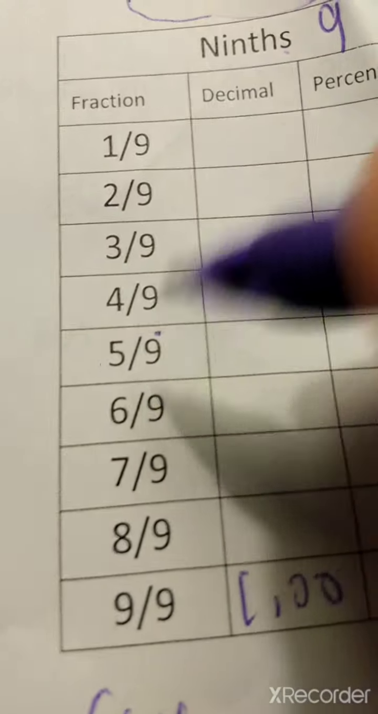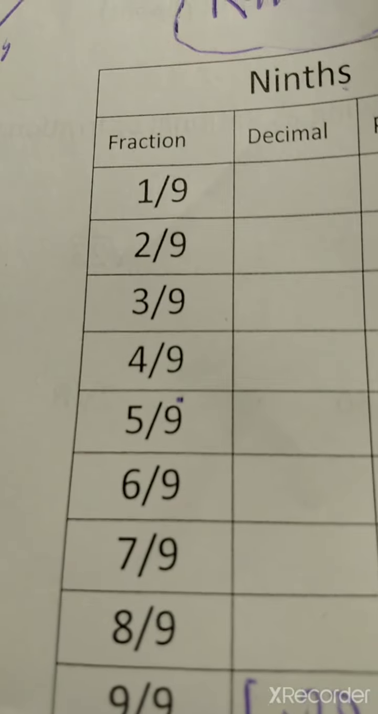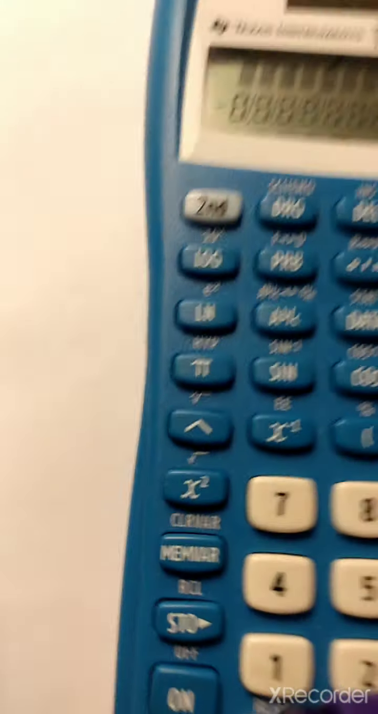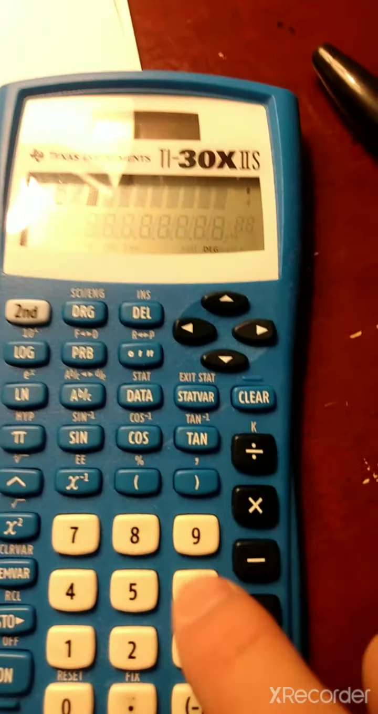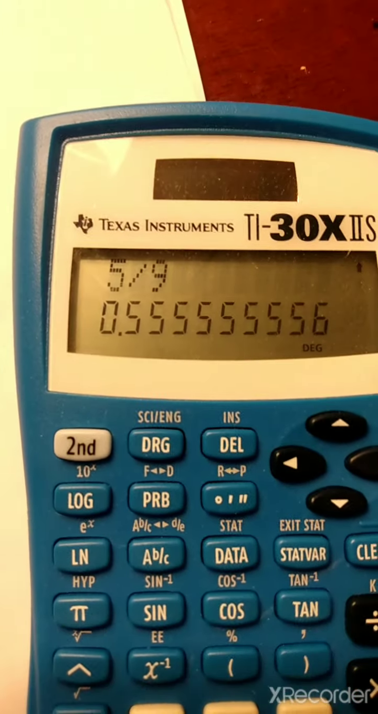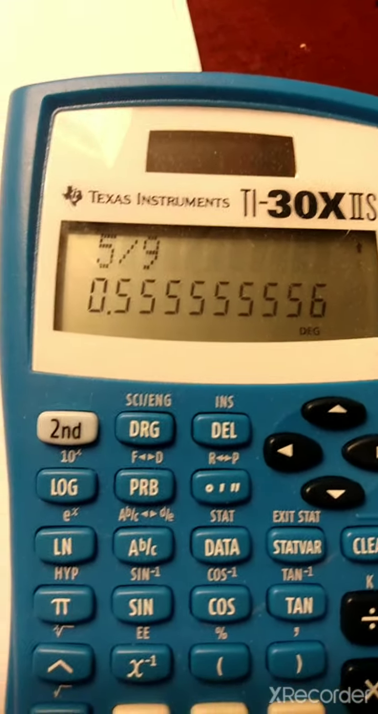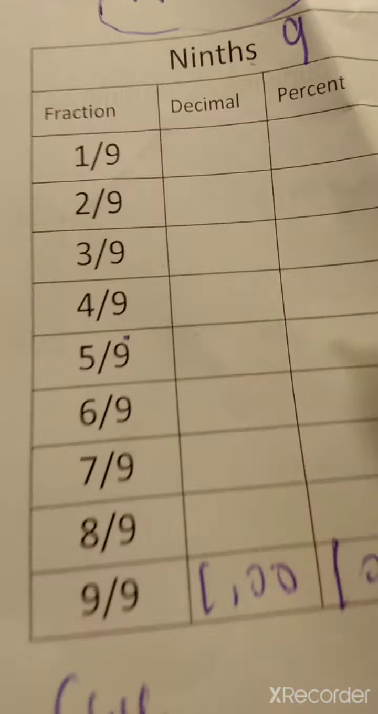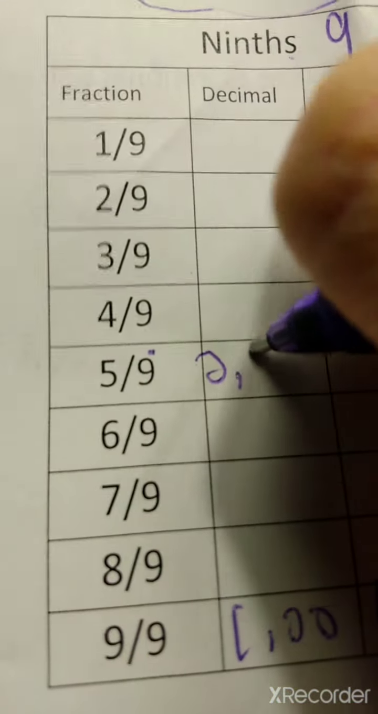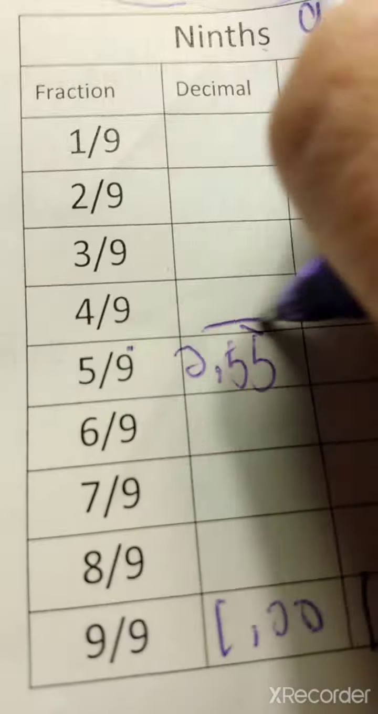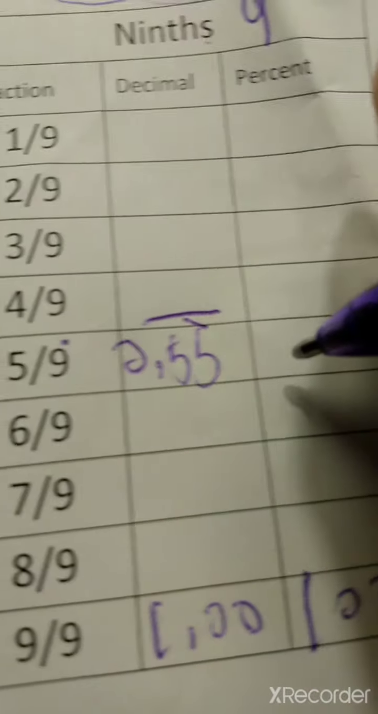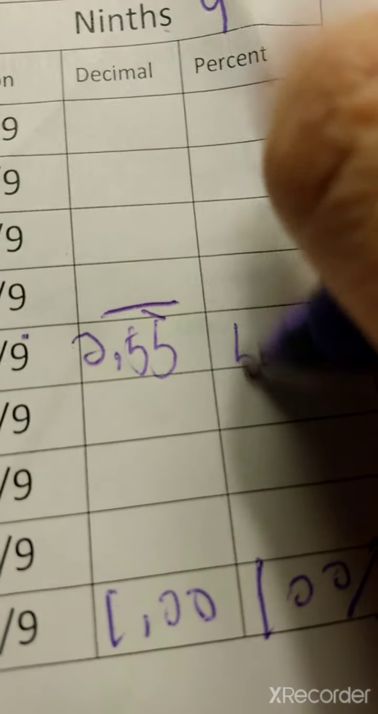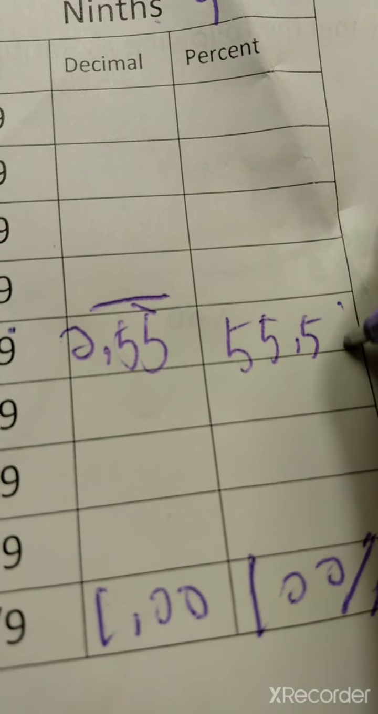To start off, let's do 5 divided by 9 on a calculator. If we do 5 divided by 9, we get 0.555 repeating. So we write 0.55 with a strike over it because it's repeating, or we should say 55.5%.